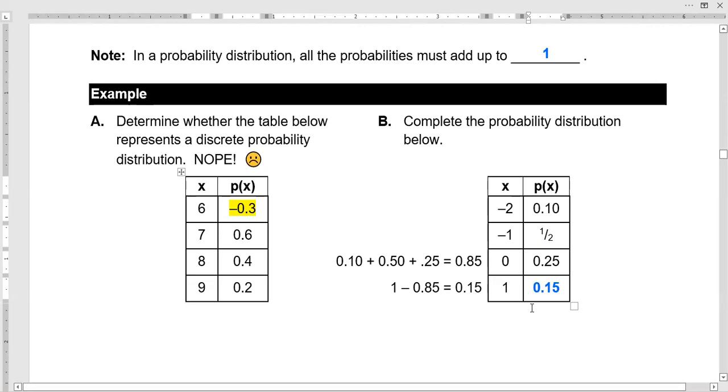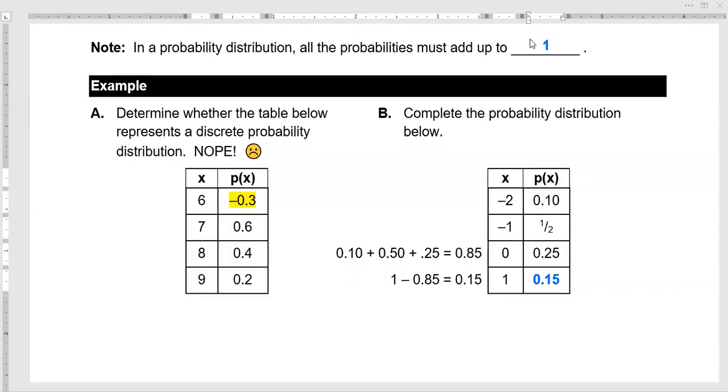Now, I do want to point out, notice that the values for x can be anything. They can be colors, they can be numbers, they can be words, anything that we're dealing with. So the fact that the x value is negative is not a problem. What would be a problem is if the probability value was negative.